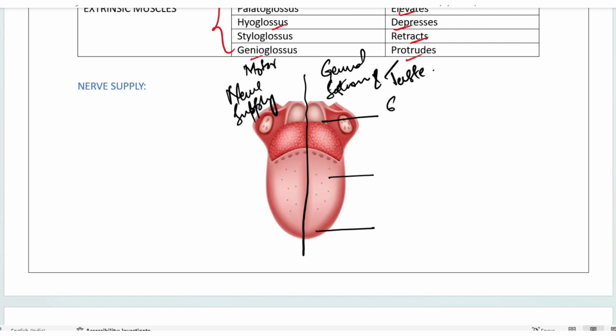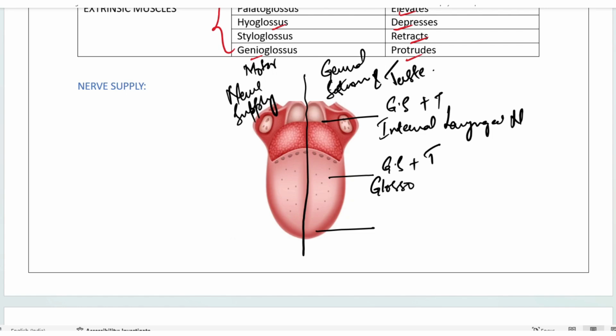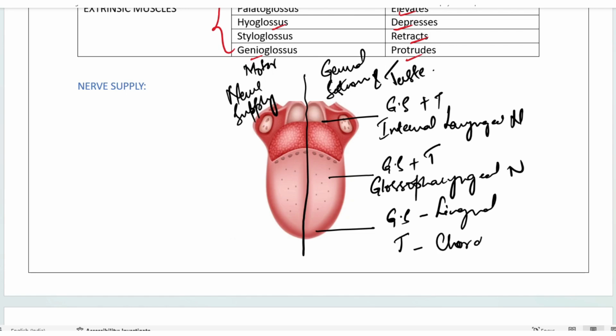The posterior most, the general sensation and taste is by internal laryngeal nerve. Middle, the general sensation and taste is by glossopharyngeal nerve. Here the general sensation is by lingual and taste is by chorda tympani.